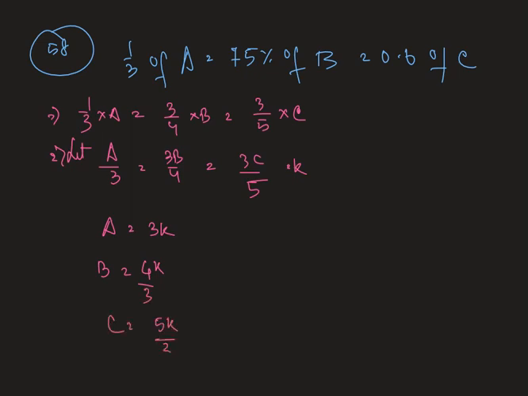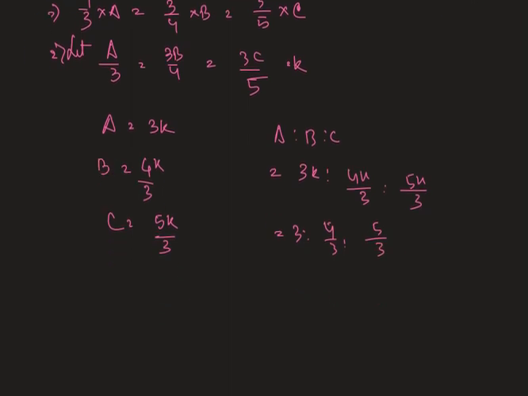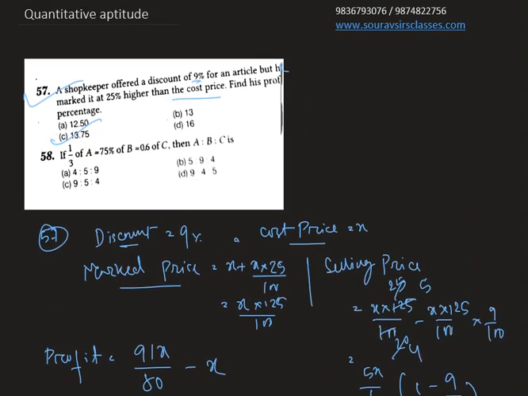Therefore A is to B is to C can be written as 3K is to 4K by 3 is to 5K by 3, or we can write 3 is to 4 by 3 is to 5 by 3. Now just multiply 3 with each of these numbers. Therefore we get 9 is to 4 is to 5. So our required ratio is 9 is to 4 is to 5. Therefore option D is the correct answer.